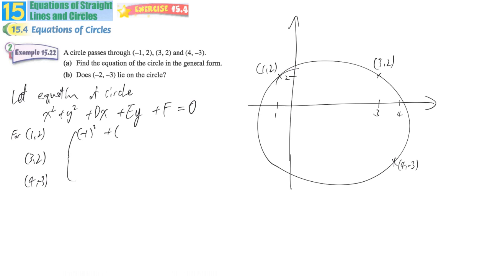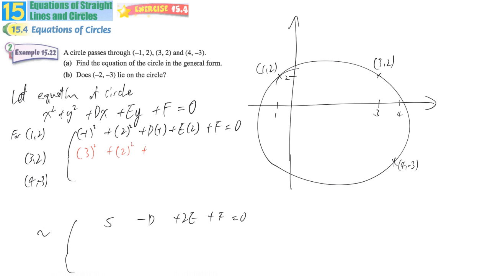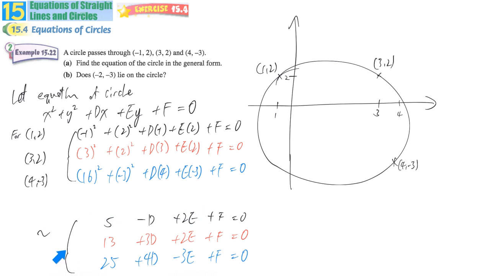X replaced by 1, y replaced by 2, and then d times 1 plus e times 2 plus f equal to 0. If we just focus on the first line, we have 5 minus d plus 2e plus f equal to 0. Then we look at the second line. We replace x by 3, replace y by 2. For a similar reason, we simplify it, and then right here we get 13. Also the last one. After we simplify, we are ready to solve this simultaneous equation.